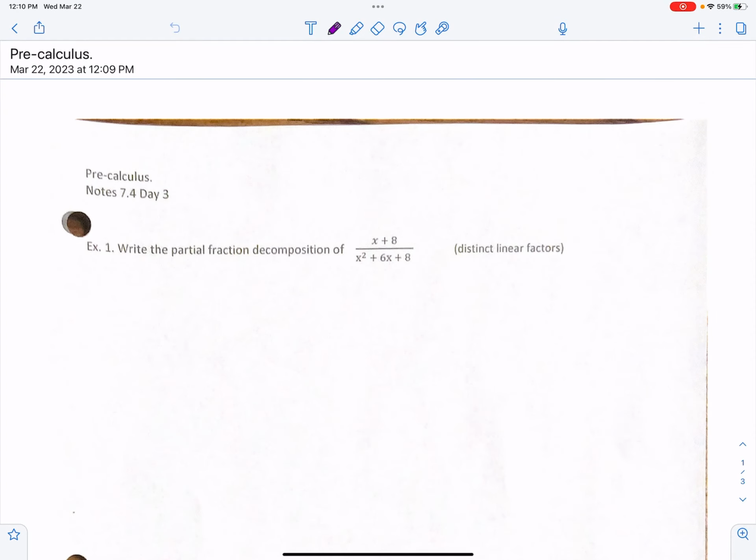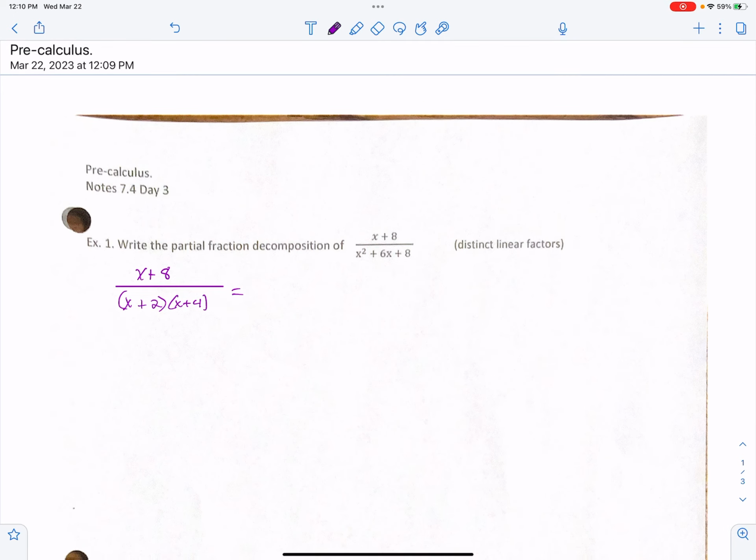Pre-calculus 7.4, day 3. We are going to be doing partial fractions, but we're not going to give you the setup. You have to figure out the setup and then follow the process that we did on day 2. So the first step is to factor the denominator so we know how to break it up. We have x squared plus 6x plus 8, and that factors into (x plus 2)(x plus 4).